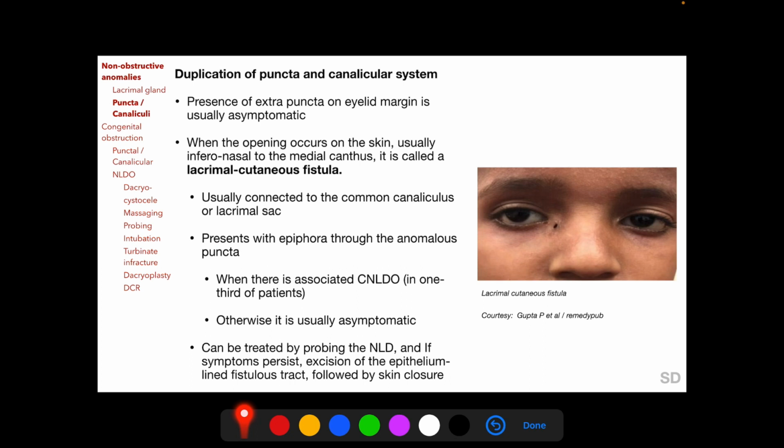And this lacrimal-cutaneous fistula is usually connected to the common canaliculus or the lacrimal sac. A lacrimal-cutaneous fistula presents with epiphora when it is associated with a congenital nasolacrimal duct obstruction. Otherwise, it is usually asymptomatic. So, a lacrimal-cutaneous fistula can be treated by probing the nasolacrimal duct to relieve the obstruction, but if the symptoms still persist, the epithelium-lined fistulous tract is excised, followed by skin closure.